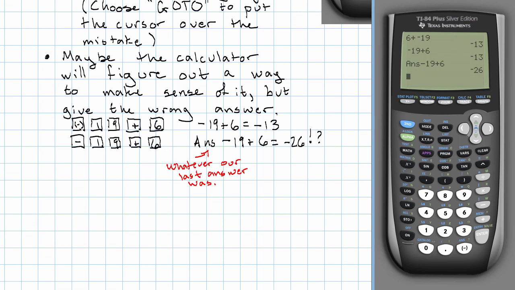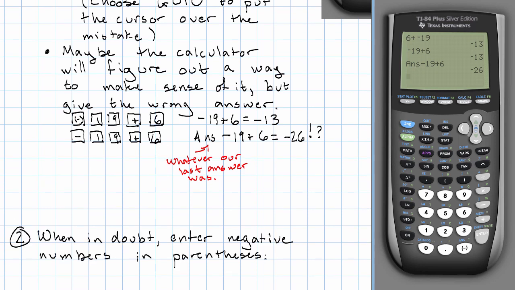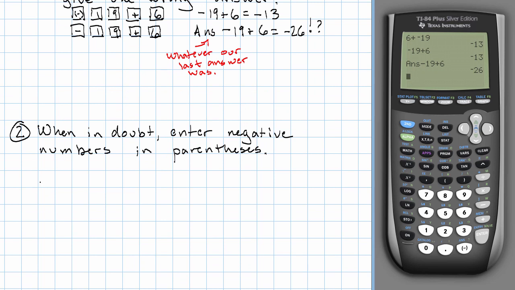The other thing to be aware of is, when in doubt, enter negative numbers on the calculator in parentheses. This comes down to what we talked about when we discussed negative numbers in the order of operations. If I were to enter negative 4 to the 4th power, I get negative 256.